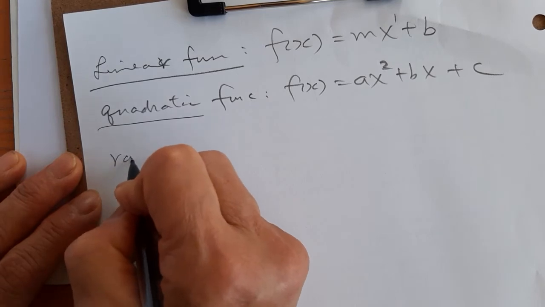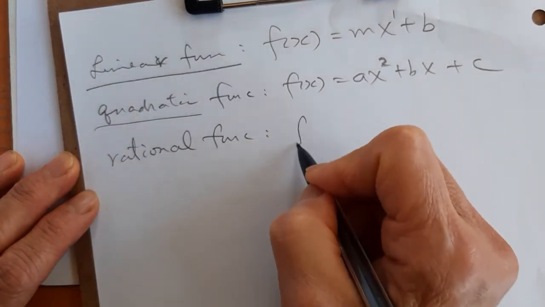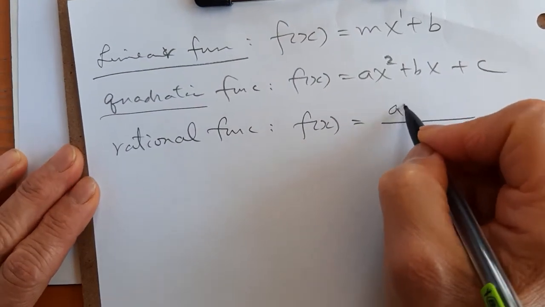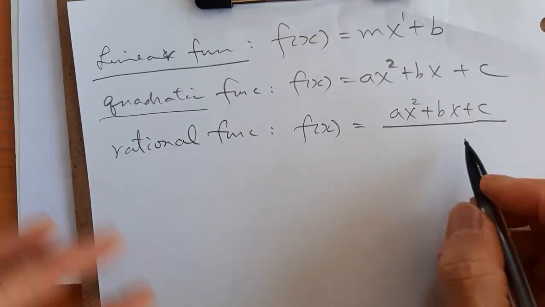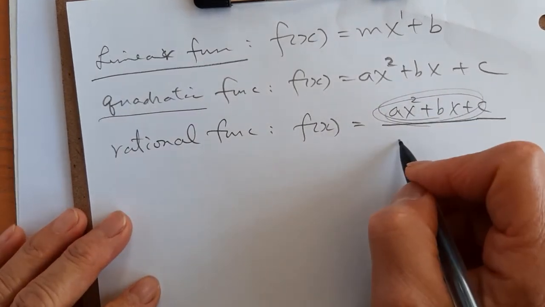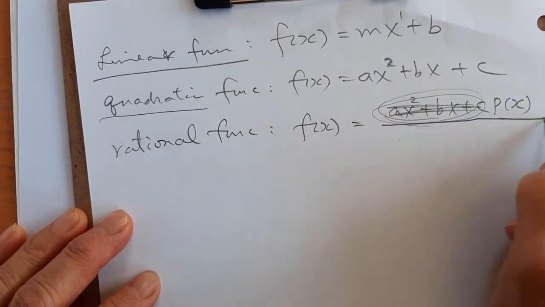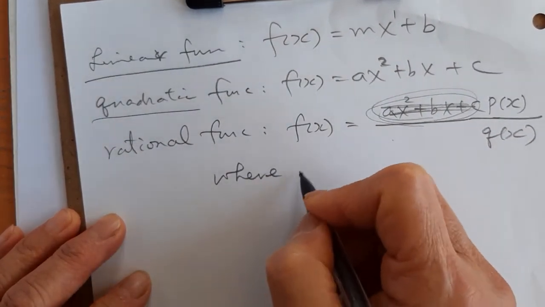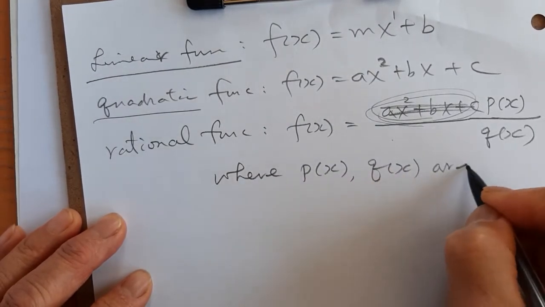And the rational function is a fractional form, like ax squared plus bx plus c in the numerator. The numerator is a polynomial and the denominator is another polynomial. Normally we write it as p(x) over q(x), where p(x) and q(x) are polynomials.